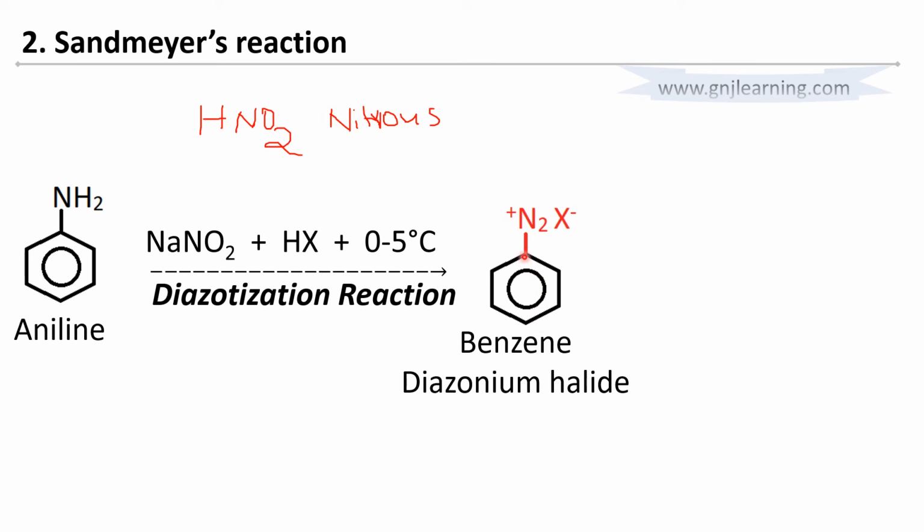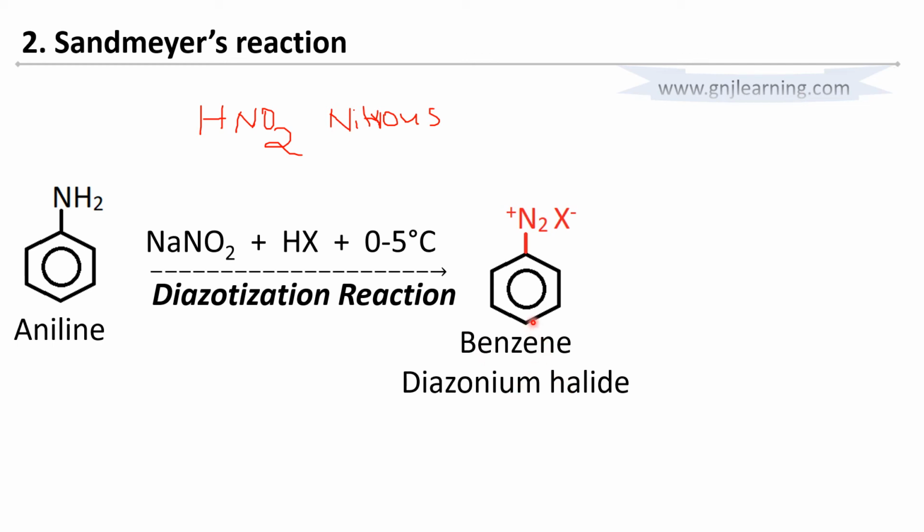On the top, where it was NH2, now it will be N2. We know what N2 is. N2 is nitrogen. And that nitrogen is attached onto the ring. Since nitrogen is sharing its lone pair, it will get a positive charge. And that positive charge will attract the X minus from this supplied halic acid. Clear? So it's benzene diazonium halide.